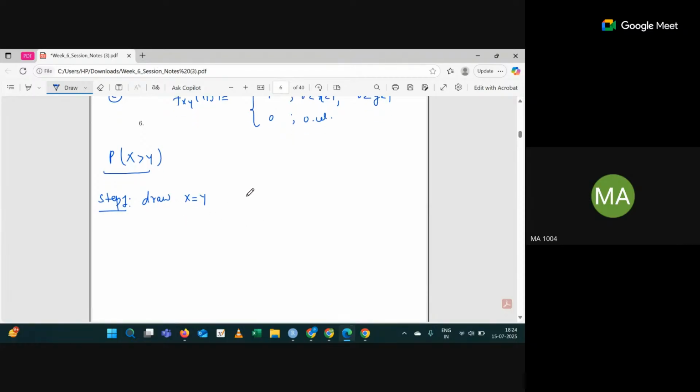Let me draw it first. Suppose this is x, this is y, and this is 1. What is the maximum support for y and x? Both are 1. So if you draw the line x equal to y, this is the line. I'm interested in x greater than y. Which one is greater, the lower part or the upper part? The lower part.